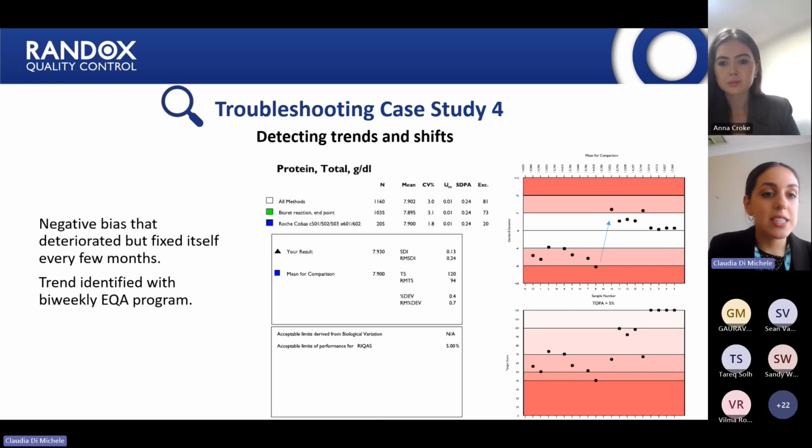Okay, the next study is relating to detecting trends and shifts. So a particular laboratory who was assaying total protein had a negative bias that deteriorated but fixed itself every few months. They had identified this trend using a bi-weekly EQA program. So I guess that's another one of the benefits of using a more frequent EQA program. You're able to identify these trends and shifts that may be occurring in smaller timeframes.